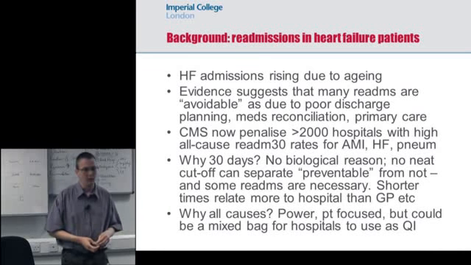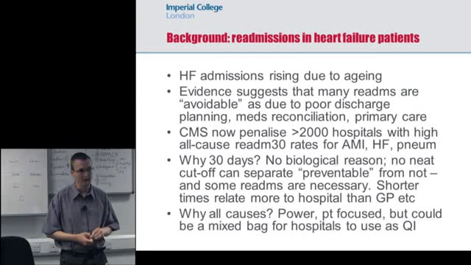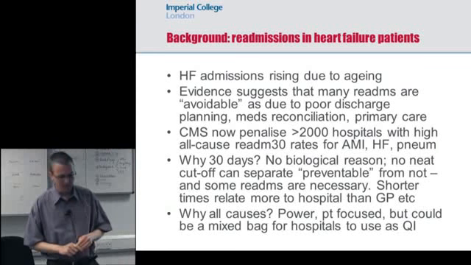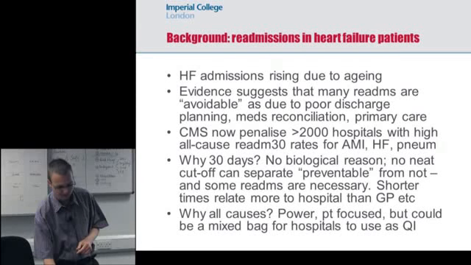But in terms of quality improvement, you could argue, well, what do you lose by gaining all causes? People are readmitted for all sorts of things. And as we'll see, you could lose potentially quite a bit of useful information for quality improvement in that. So that's going to be a theme of the talk, as you'll see.